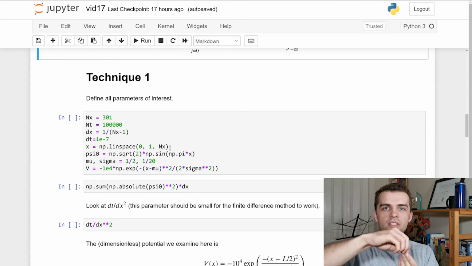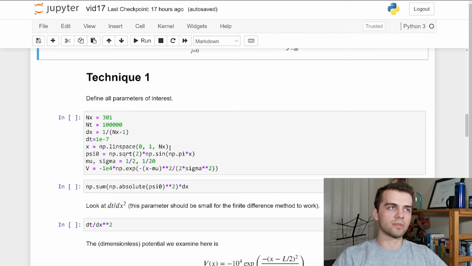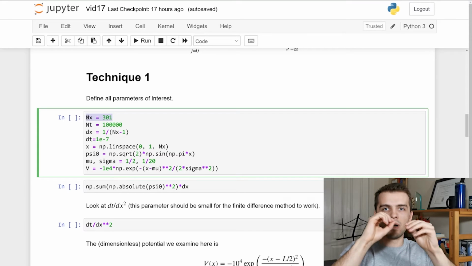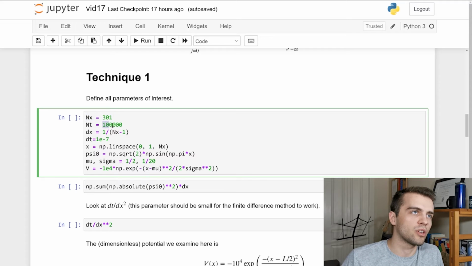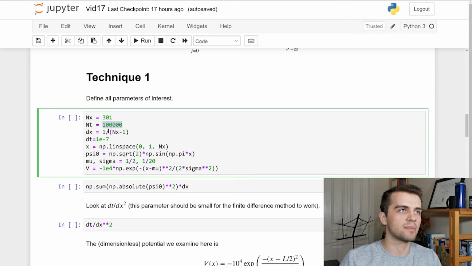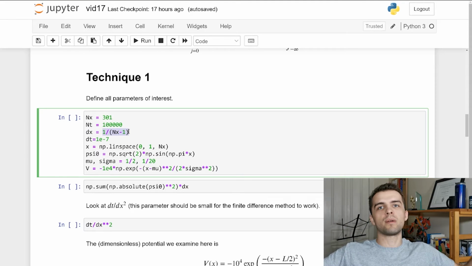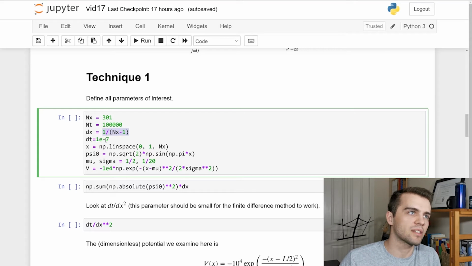So you have your x-axis, your time axis, and your wave function will sort of evolve throughout time. The number of points we're going to use in x is 301. So we have 301 points between 0 and L, and we're going to solve for 100,000 different times. 301, you might wonder, why not 300? Why 301? That's to give a nice value for dx, because if I have 301 points, that's 300 intervals, and so I get a nice value dx.